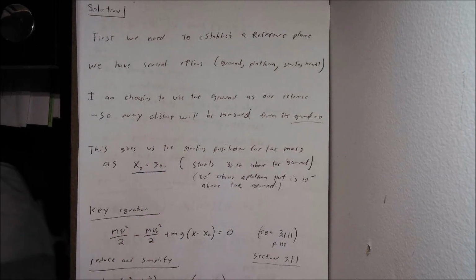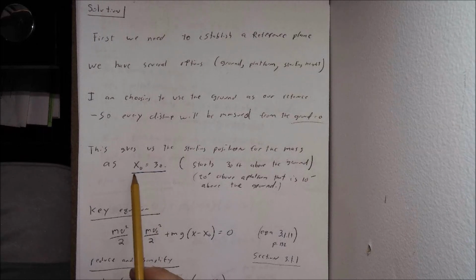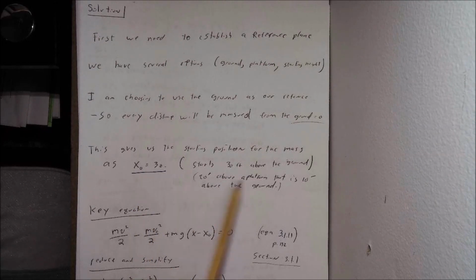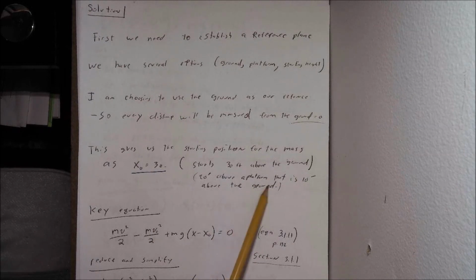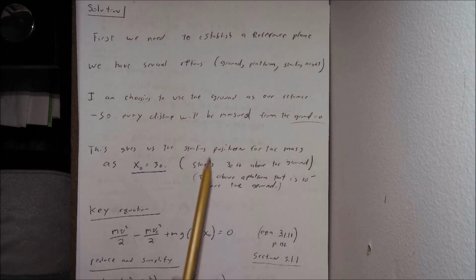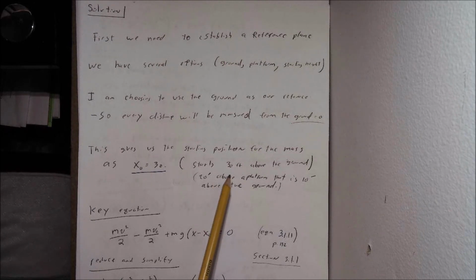What this does is give us a starting position for the mass. If the mass is 20 feet above the platform and the platform is 10 feet above the ground, that means our starting position for our mass is x naught equal to 30 feet. So it starts 30 feet above the ground, which is 20 feet above the platform, that is 10 feet above the ground. This is where it gets a little complicated, and I've stated this a couple of times, wrote it down, and it's in the diagram. You want to make sure as you go through the solution that you can reference back and understand what each of these is labeled and where everything is referenced from.